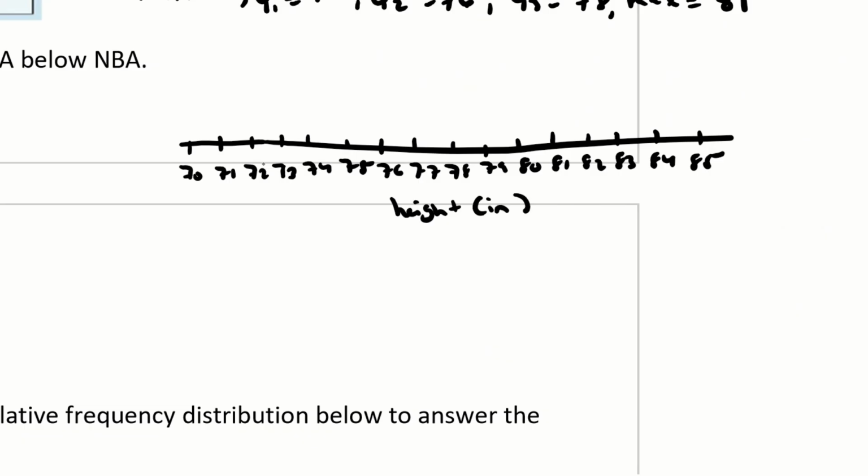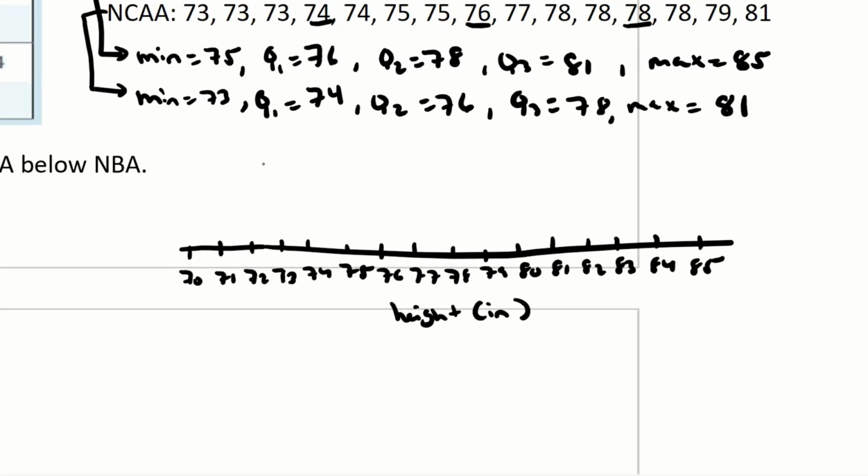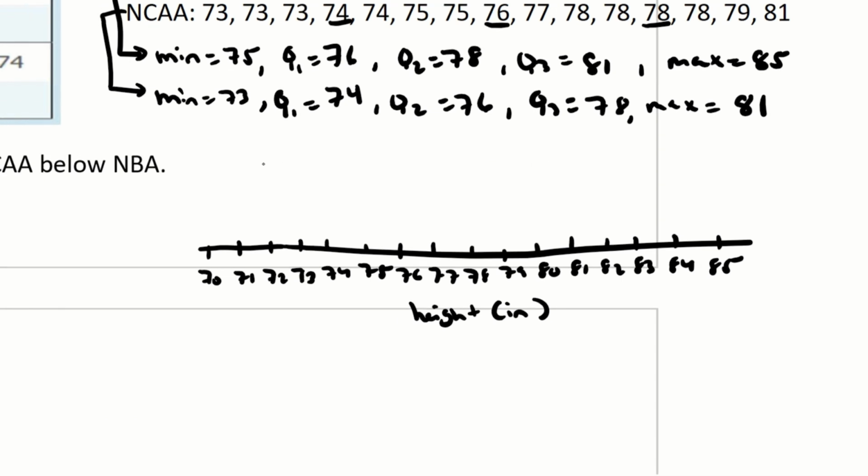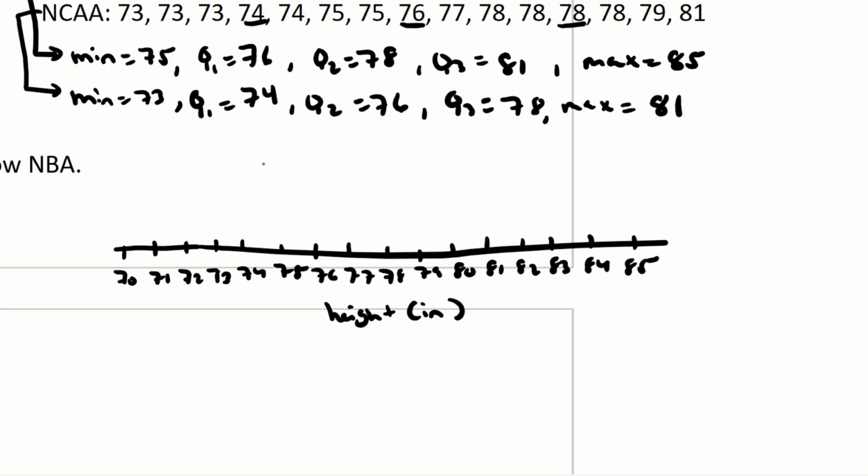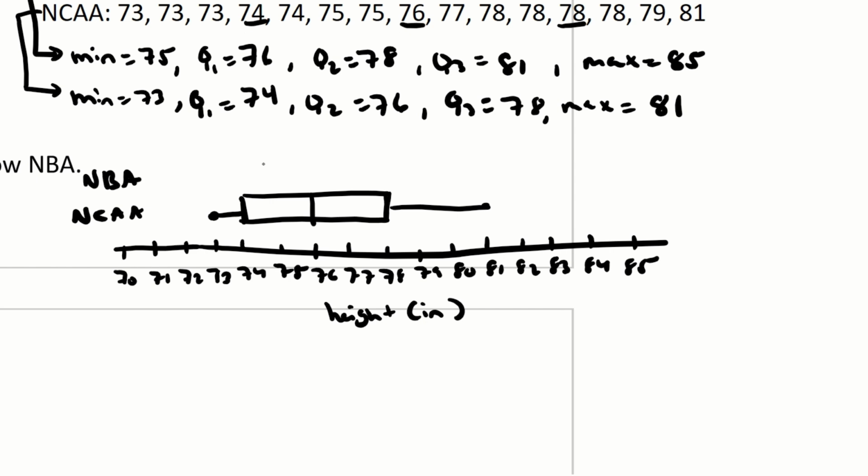All right, so we said NBA is 75. We want NCAA below NBA, so we'll do NCAA first. For NCAA, we got 73, first quartile 74, then we got 76, we got 78, and we got 81. Okay, so this is NCAA, and then we'll do NBA above it. NBA is 75 for the minimum.